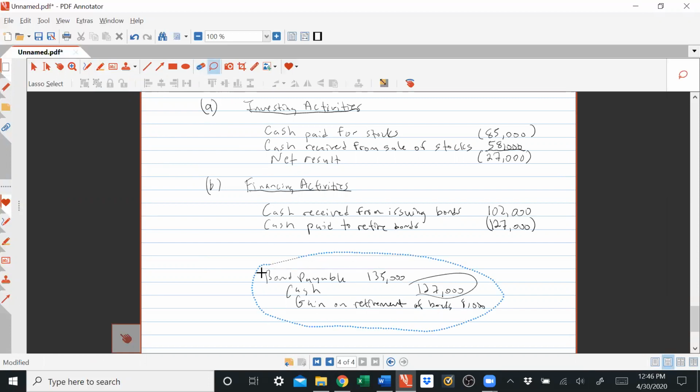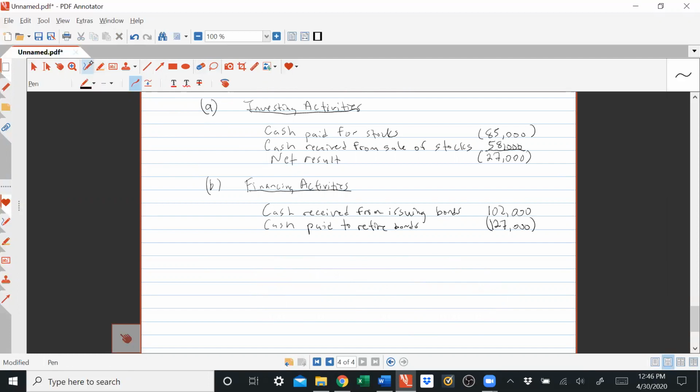We don't need the journal entry. The question doesn't ask you to do that. And so the net result here would be, it looks to be negative 25,000. It doesn't ask to compute the net result. Really, all it's asking for is these two lines and these two lines.